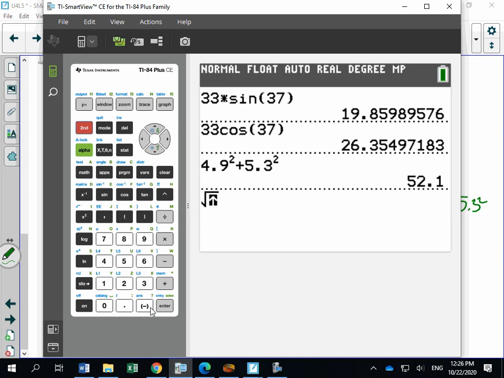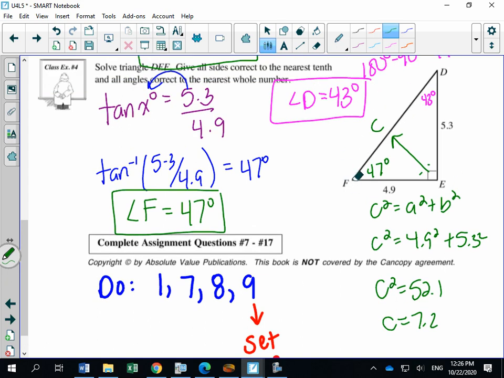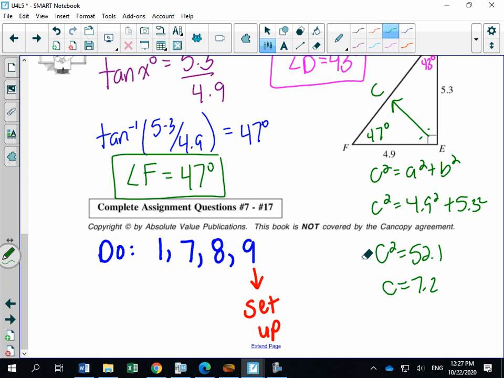Oh yeah, sorry, it says give all sides correct to the nearest tenth. So we've got to look at that. I'll show you where it says that. If I put in my answer, this would be 7.2 units. So that's what C is, except I'm not going to call it C. I don't care if you say DF or FD. You usually start with the lower letter of the alphabet first, A, then B, then C. So this would be DF is equal to 7.2 units.